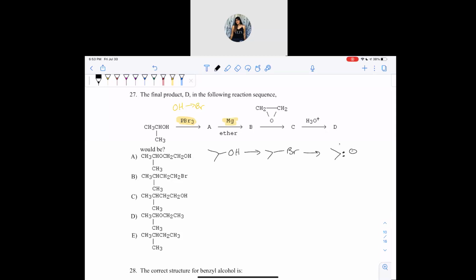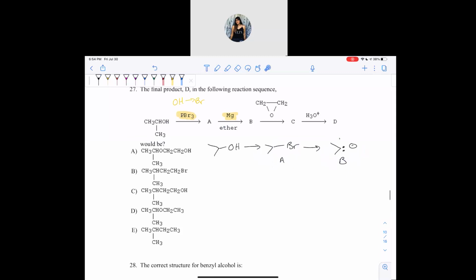So this is A. This is B. And I did it really fast. But basically, I turned the OH into a Br. And then Mg kicks off the Br and leaves the negative sign here. Right? So now that we have this, we're going to react it with this. And we know that in this case it does not matter which side we open up because they are exactly the same. So let's do this plus this guy.